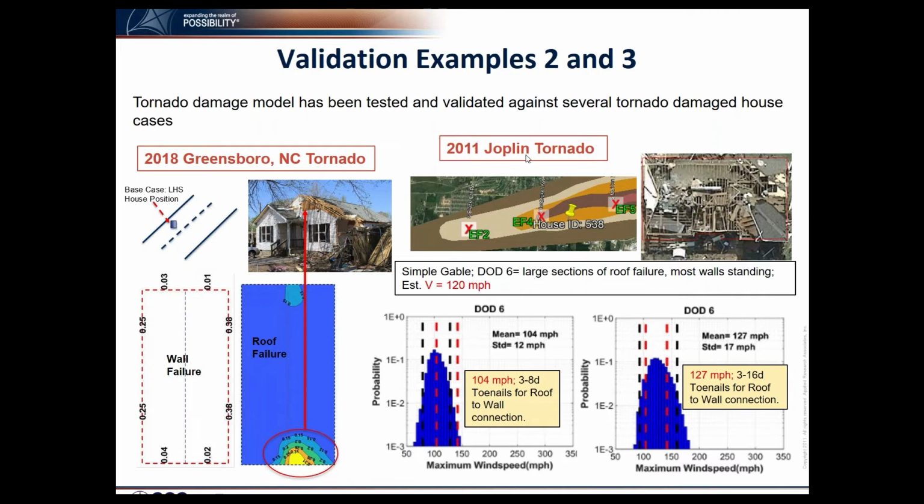We did a comparative study of the Joplin tornado cases. We present here one case which shows a DOD6 failure, and the tree-fall estimated wind speed is 120 mph. Since we don't know the connection details, we only compare our DOD6 cases. Here is the weak roof-to-wall connection, and here is a slightly stronger roof-to-wall connection. As you can see, the mean wind speed is within these two mean wind speed bounds.